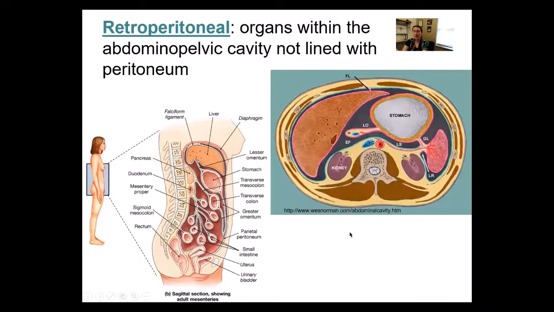And retroperitoneal. This is a term that refers to organs that are not actually surrounded by the peritoneum, this third and final serous membrane. For some perspective, this is a sagittal section through the body. Okay, here's the diaphragm. So all of this down here is abdominopelvic. All of this here is thoracic. What we can see is the liver, the stomach, the intestines, all of which are surrounded by this membrane, right?